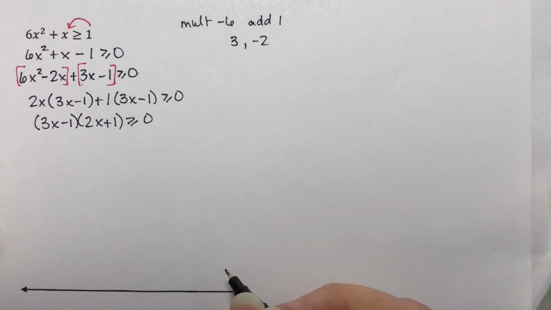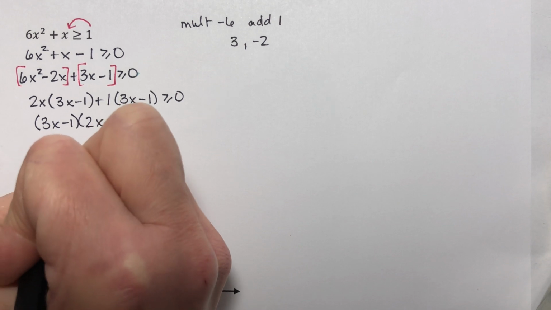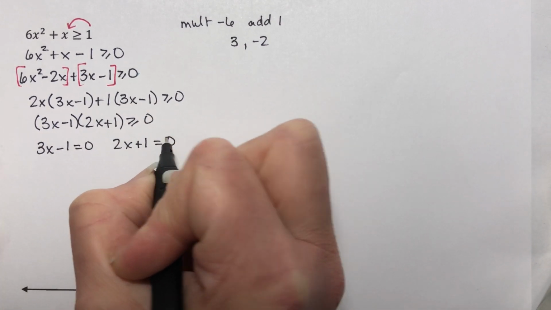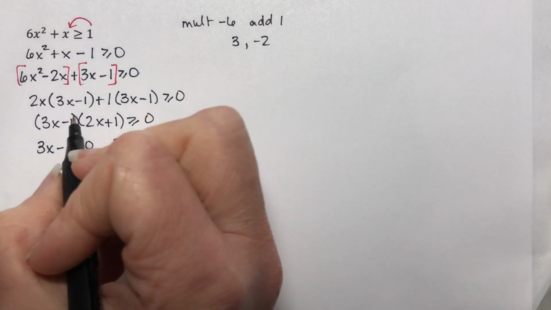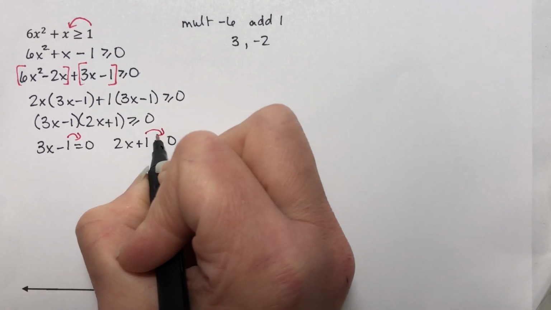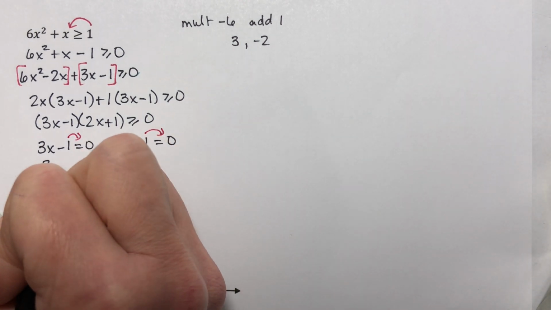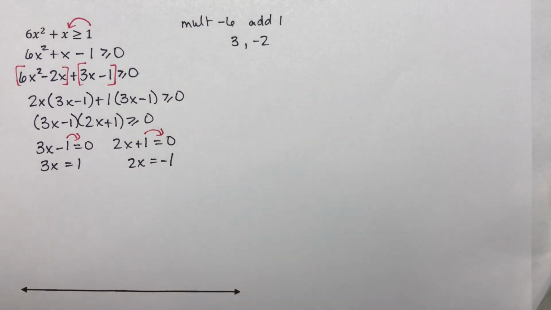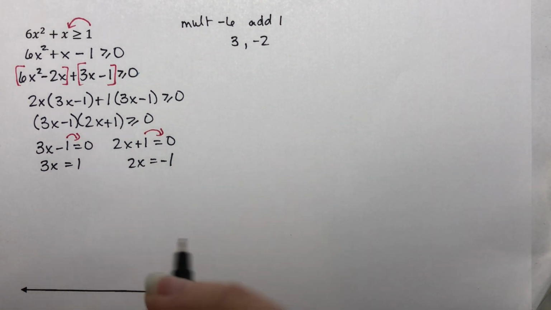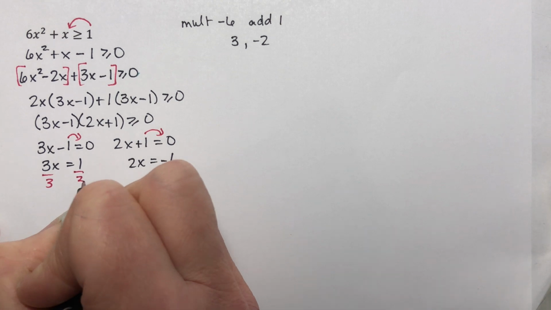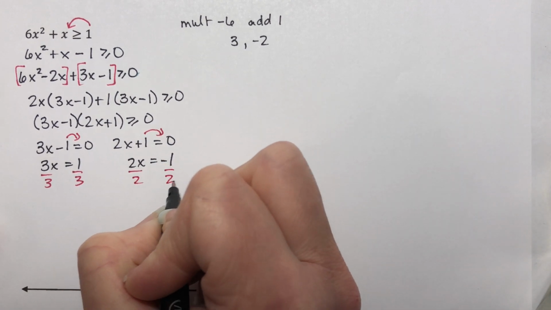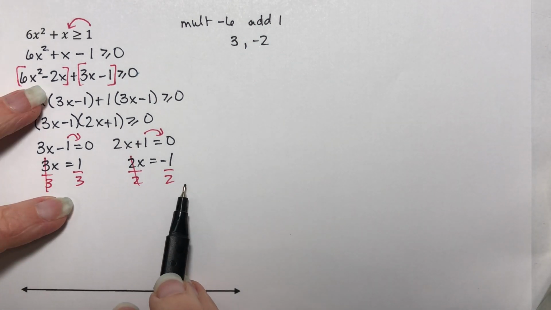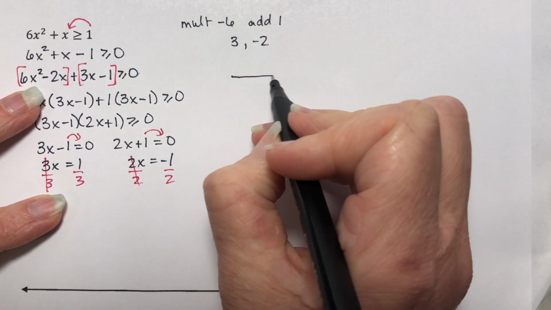Now set each of these equal to 0 to find out what goes on the number line. Here add 1 to both sides, here subtract 1 from both sides. 3x is equal to 1, 2x is equal to negative 1. Divide both sides by a 3 here, and by a 2 here. And you'll see that x is 1/3 or x is negative 1/2. So those are the values that are going to go on my chart.